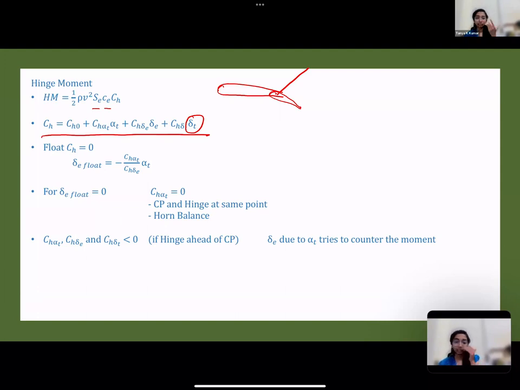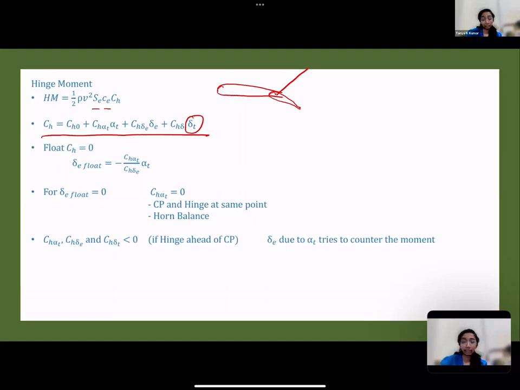Okay, so there is another structure attached to the end of the elevator. You have another structure here. It's called a trim tab. Now, the deflection of the trim tab is given by delta T. Next, we studied what the float condition is.